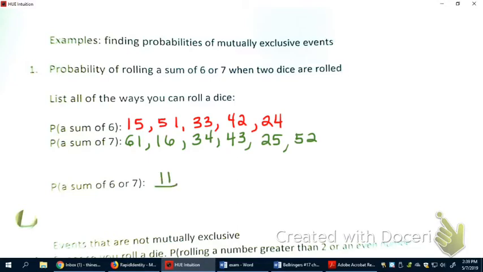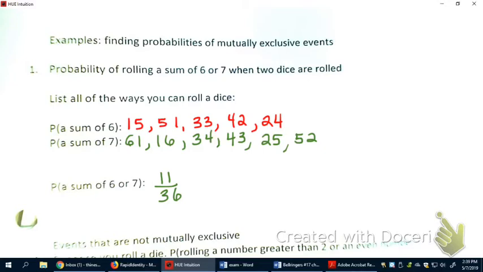Then I have to figure out, okay, how many total possibilities do we have? Now, I'll show you later, but there's a chart that you can make with dice where you list 1, 2, 3, 4, 5, 6 on the top, and you list it on the side. 1, 1's a possibility, 2, 1, 3, 1, and so on. If you multiply 6 by 6, you'll get 36. So 36 is the total number of possibilities. So the probability that you would get a sum of 6 or 7 is 11 out of 36.